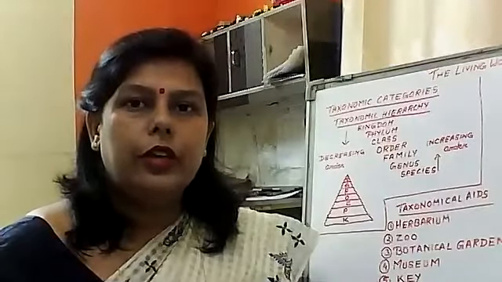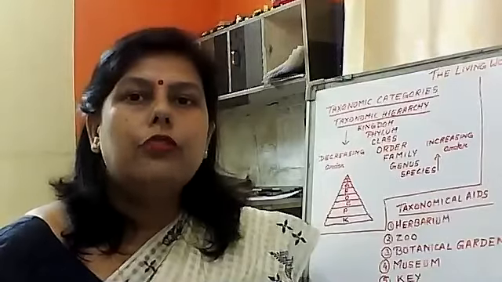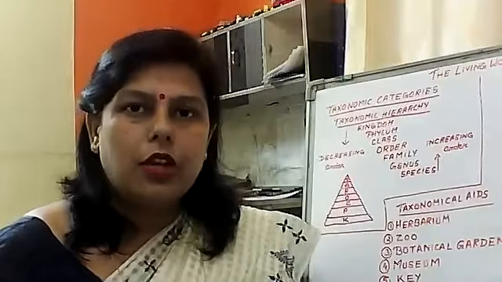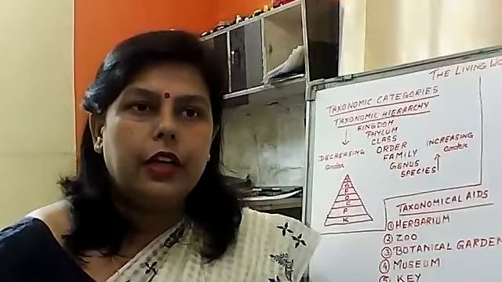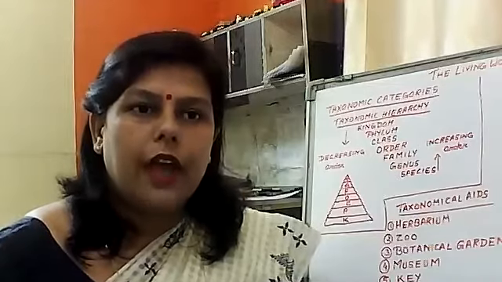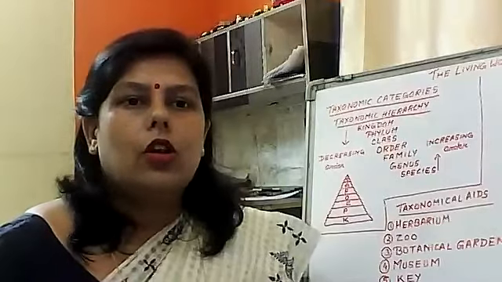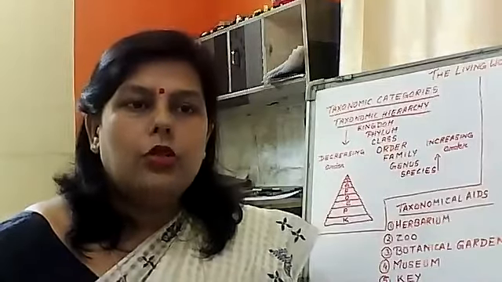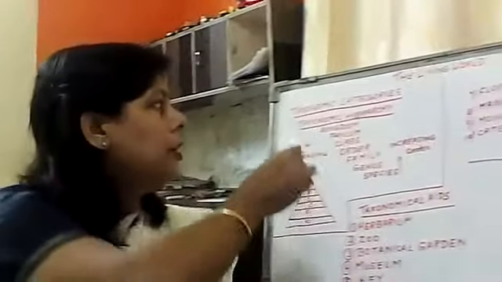Jai Gurudev children. So today we are going to study a few more terms. First of all, we are going to study the taxonomic category. Then we are going to study the taxonomic hierarchy. And lastly, we will study the taxonomical aids. So now first let us talk about the taxonomic category.